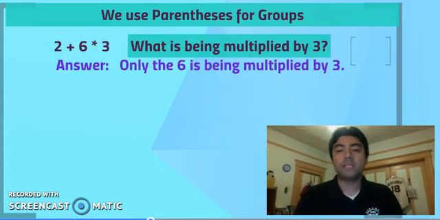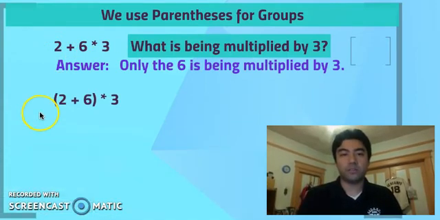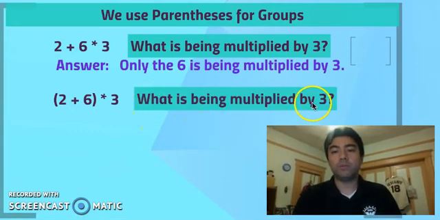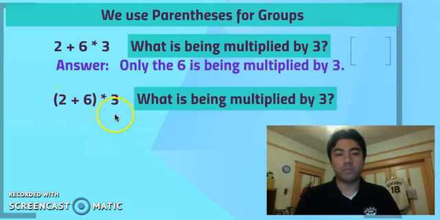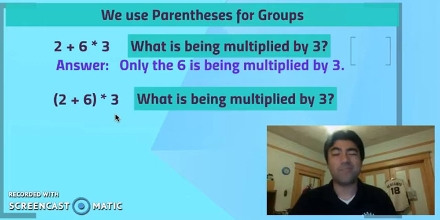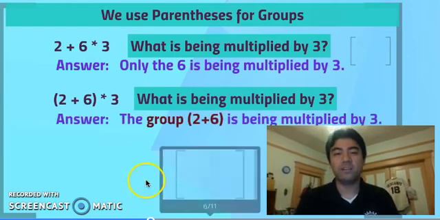Okay, let's take a look at another expression. Same question now. What is being multiplied by 3 in this expression? Is it just the 2? Is it just the 6? Or is both the 2 and the 6 being multiplied by 3? Let's take 5 seconds to think about that. 3, 2, 1, and 0. All right, let's find out the answer.